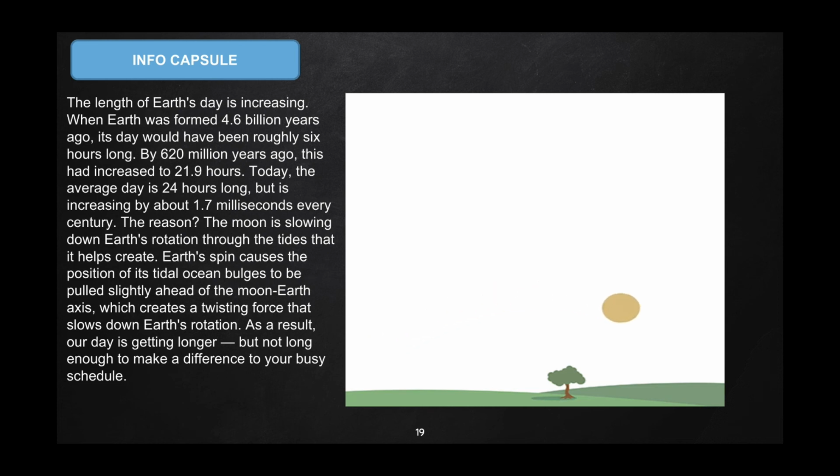The reason? The moon is slowing down Earth's rotation through the tides that it helps create. Earth's spin causes the position of its tidal ocean bulge to be pulled slightly ahead of the moon-Earth axis, which creates a twisting force that slows down Earth's rotation. As a result, our day is getting longer, but not long enough to make a difference to your busy schedule.